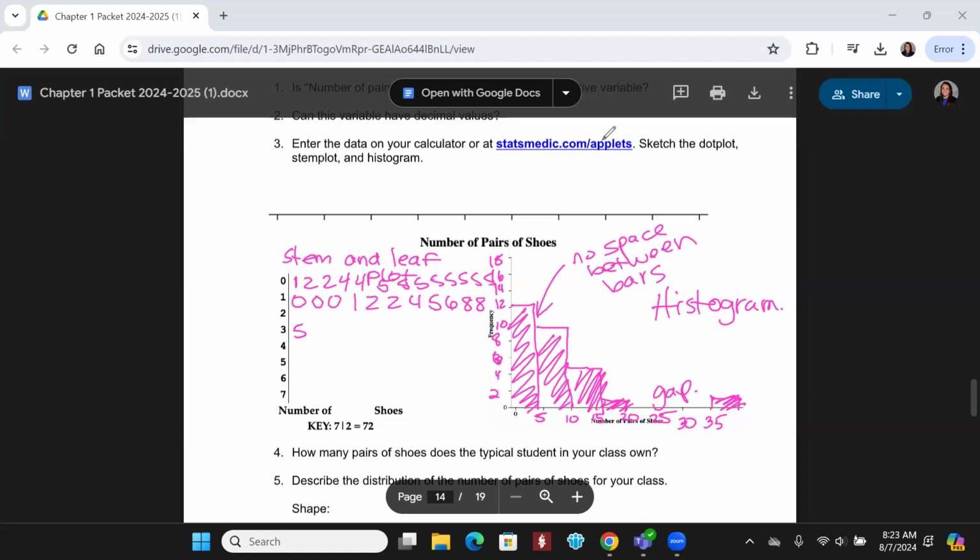Well, one slight difference is it does show you the specific values, whereas the histogram is grouping it into ranges. This one, you can see every individual data point. Exactly. So we know that there was 1 pair of shoes, 2 pair of shoes.